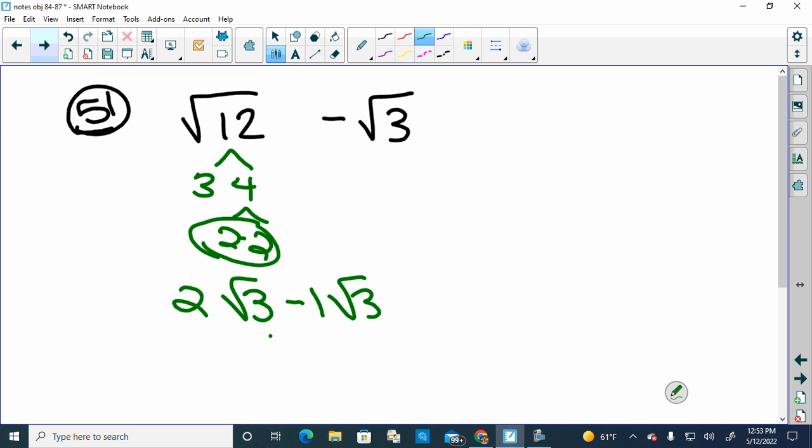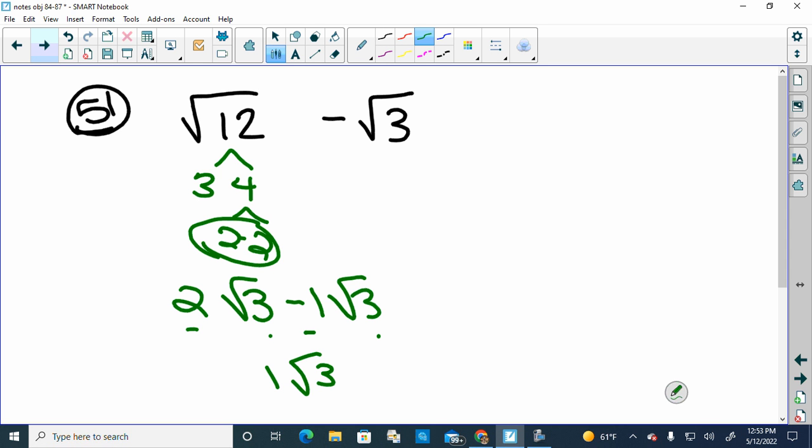Okay, I have like terms. My radicals are the same. I don't do anything with the radicals. I only add or subtract, depending on what it is in the problem, the numbers that are in front. So this is really 2 minus 1, which is just going to be 1. So it's 1 rad 3, or you can just write it as rad 3, because anytime a radical is by itself, in front of it is a 1.